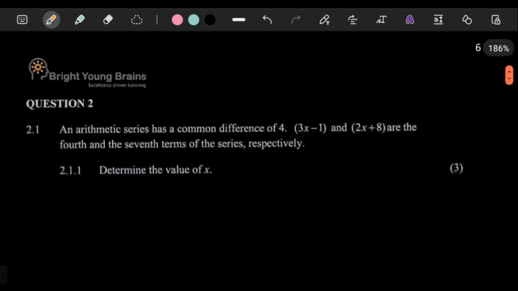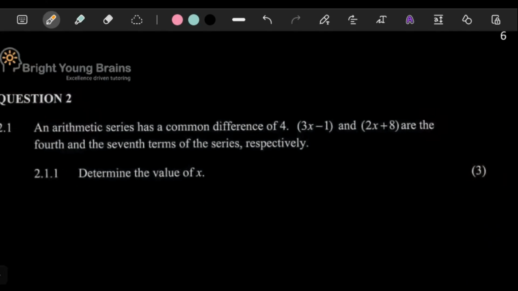It says an arithmetic series has a common difference of 4.